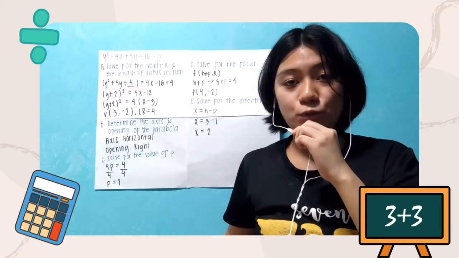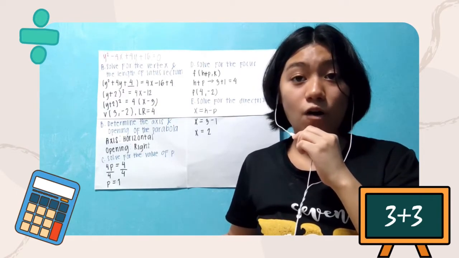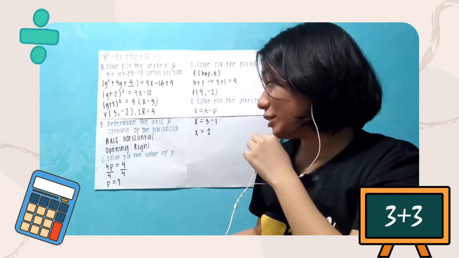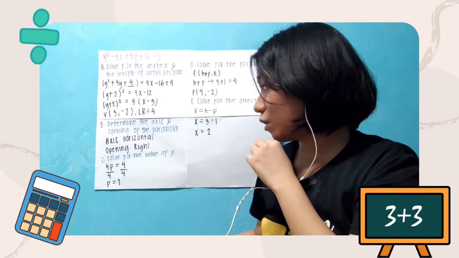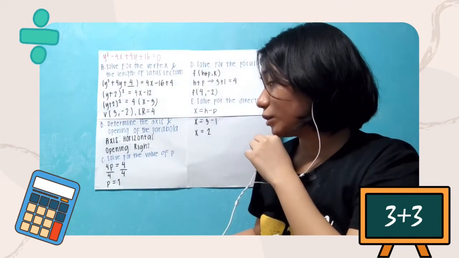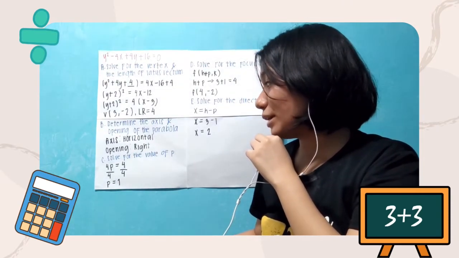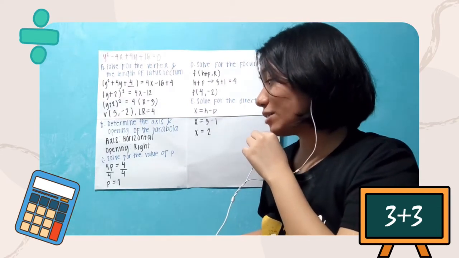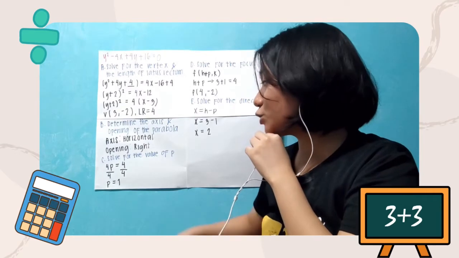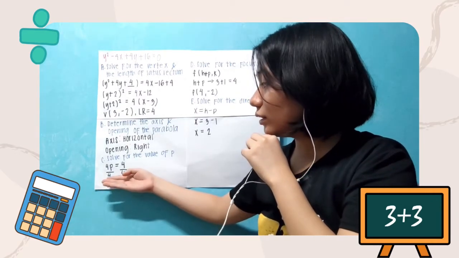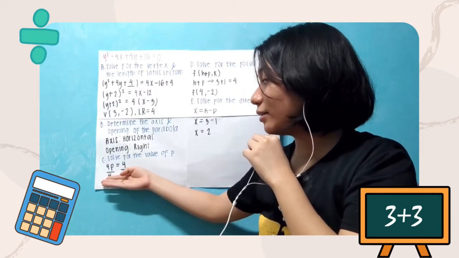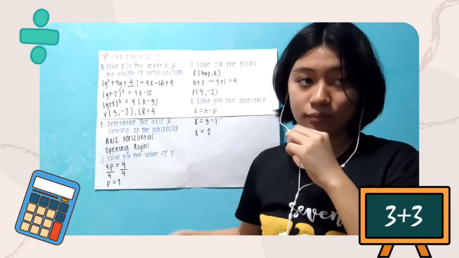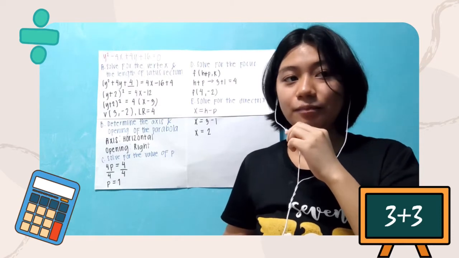After that, we need to solve the value of p. In order to do that, we just need to equate 4p to 4. Since 4 is the value of 4p, we just need to divide it by 4. Now the value of p here is 1.